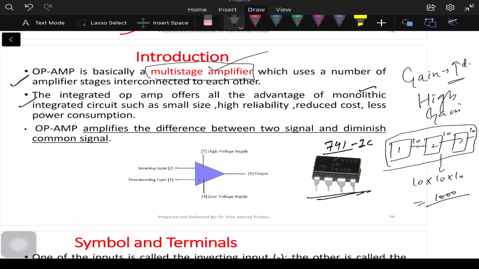The definition also tells that an operational amplifier amplifies the difference between the two signals and diminishes the common signal. So it has two properties. The first one is that it amplifies the difference between two signals. As you can see, pin number 2 and pin number 3 are where you can give the input. The first one is called the inverting input, the second one is called the non-inverting input, and we will see all these terms one by one. Then we have two voltages, plus VCC and minus VCC, that we can apply. Then we have one pin for the output as well.